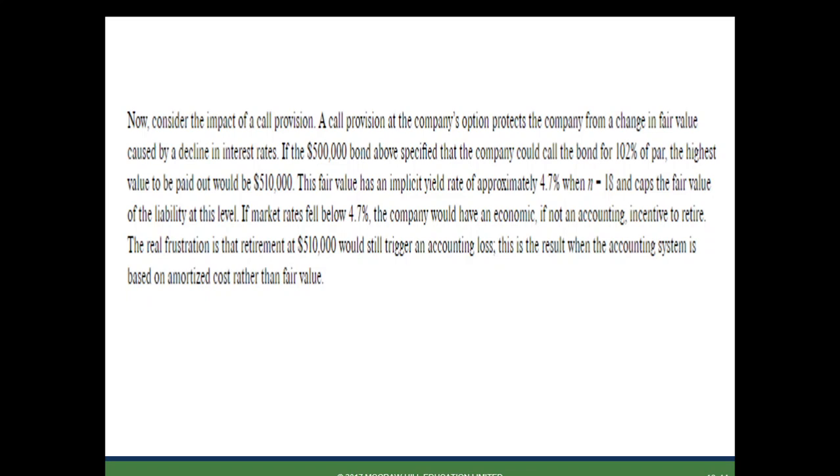If market rates fall below 4.7%, the company would have an economic, if not accounting, incentive to retire. The real frustration is that retirement at $510,000 would still trigger an accounting loss. So this is the result when the accounting system is based on amortized cost rather than on fair value.